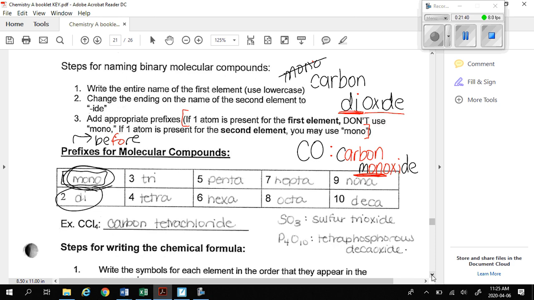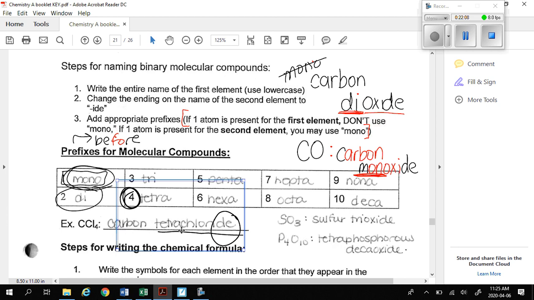So the example that they have there is CCl4. So C is carbon, you just name it as is. Cl4, so there's 4 chlorides. So the way that you name that is carbon tetra. So tetra is for 4. So carbon tetrachloride. So the ending ide, the prefix here, carbon tetrachloride.